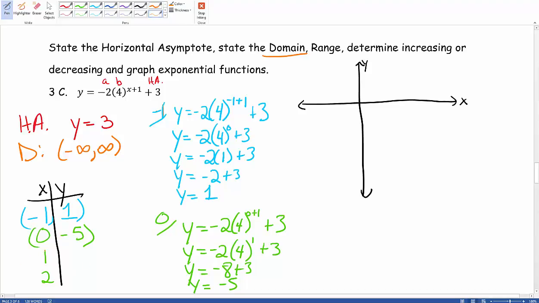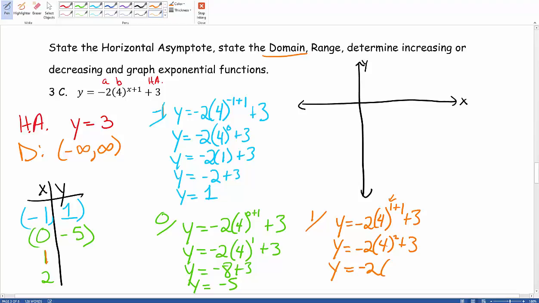We'll go ahead and plug in now x = 1. So y is equal to -2 times the base 4 raised to the 1 plus 1, plus 3. Again, just plugging that value in for x. Giving us then y is equal to -2 times 4 raised to the second power plus 3. We combine these exponents. So y is equal to -2 times 4 squared, which is 16, plus 3. So it looks like y is equal to -2 times 16, which is -32, plus 3.